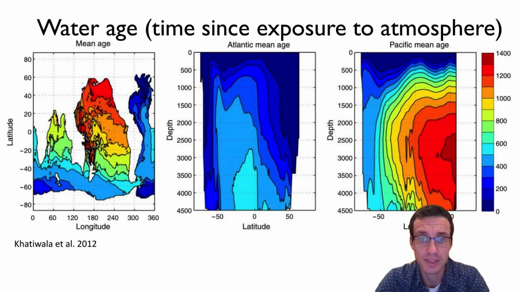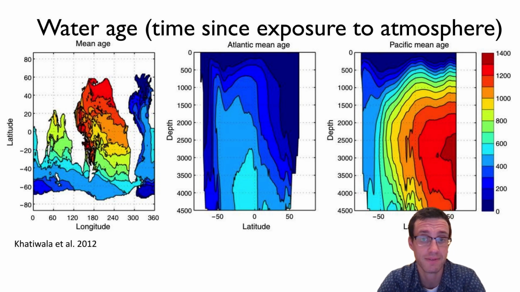Red are older waters. And so where we see those dark blues, the youngest waters, those are our areas of deep water formation that we've talked about now a few times. So this is North Atlantic and in the Southern Ocean around Antarctica. As you get into the Pacific, you start getting into the darker reds, much older water.